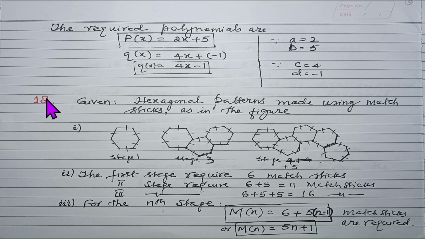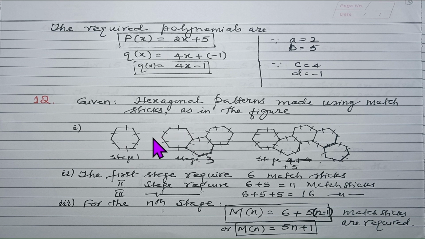Okay. Now the 12th example is we have hexagonal patterns given here, where they are made by using matchsticks. Now the first hexagon is made of 6 sticks, 6 matchsticks. Now the second stage I have not drawn here, I have drawn straight away stage 3, but let us understand stage 2 here.